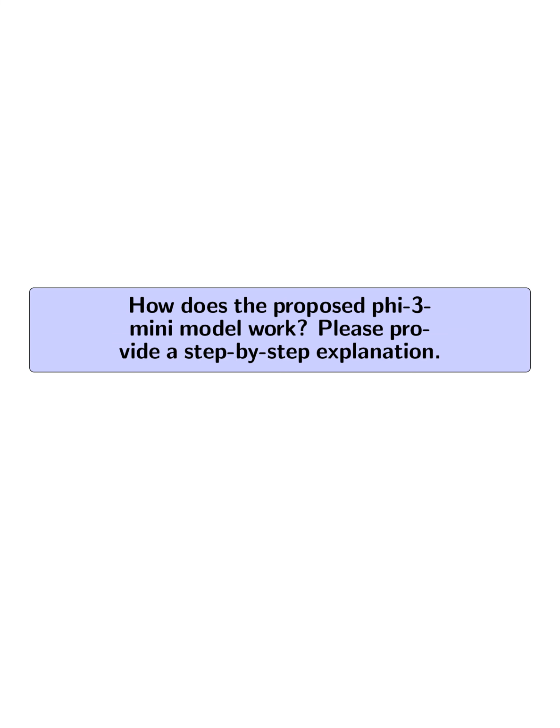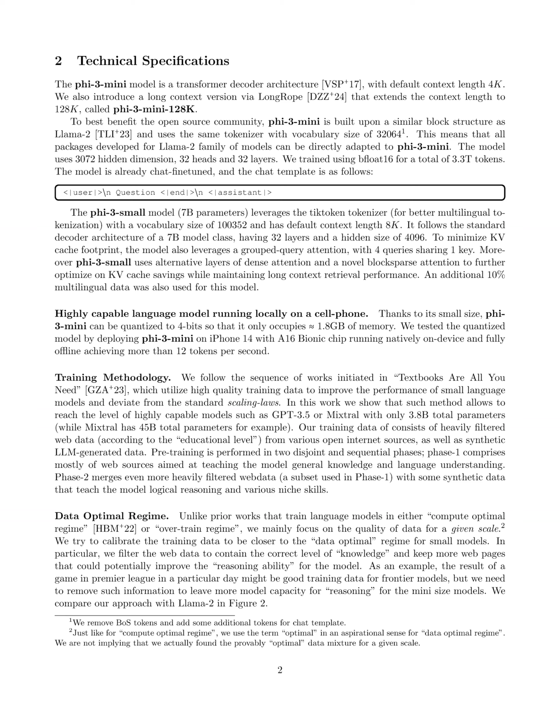How does the proposed Phi-3 mini model work? Please provide a step-by-step explanation. The proposed Phi-3 mini model is a transformer decoder architecture with a default context length of 4K. It can also be extended to a long context version with a context length of 128K, called Phi-3 Mini 128K.